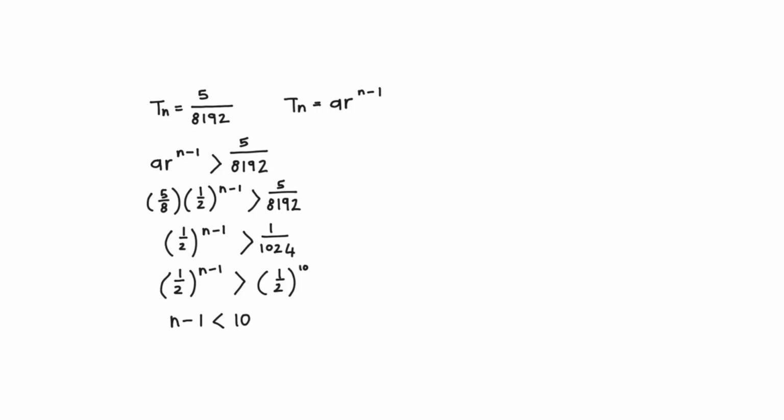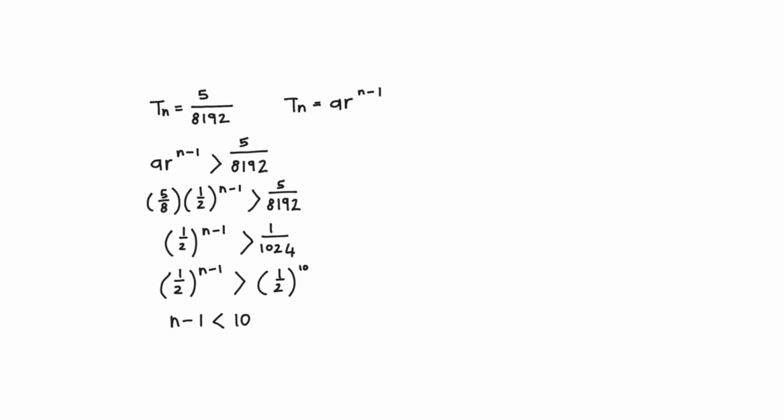The sign changes in the inequality because of the properties of exponents and the nature of the base of the exponent, which in this case is a fraction less than 1. So, since 1 over 2 is less than 1, the function 1 over 2 to the power of n minus 1 gets smaller as n increases. Therefore, for the left side of the inequality to be greater than the right side, the exponent on the left side must be smaller than the exponent on the right side. So when you reverse the inequality, you acknowledge that a smaller exponent results in a larger value for bases between 0 and 1. Thus, n minus 1 is less than 10 in this case.